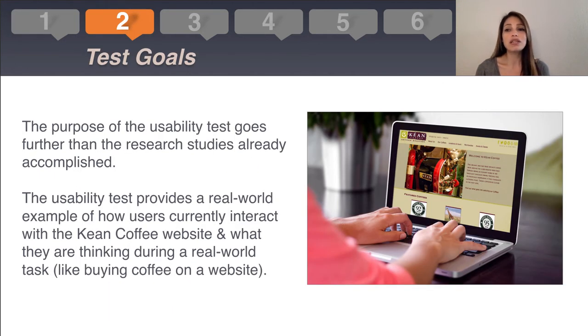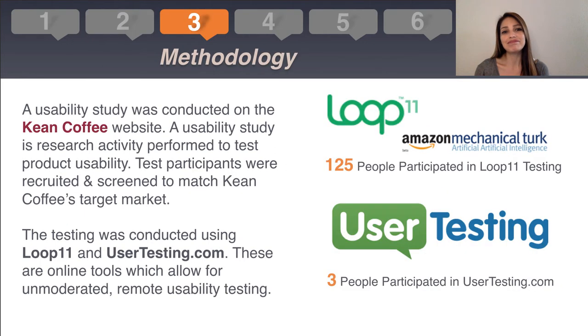Test goals. The purpose of this usability test is to gather both qualitative and quantitative data based on near real-world scenarios or experiences. Usability testing allows me to task participants with a real-world scenario, like buying coffee, and observe their actions and feedback. I conducted the usability testing using 2 online tools, Loop 11 and usertesting.com. These tools allowed me to conduct unmoderated remote usability testing with random participants.